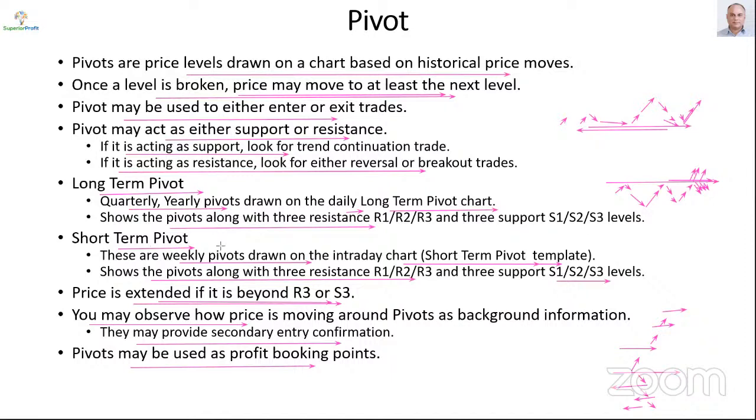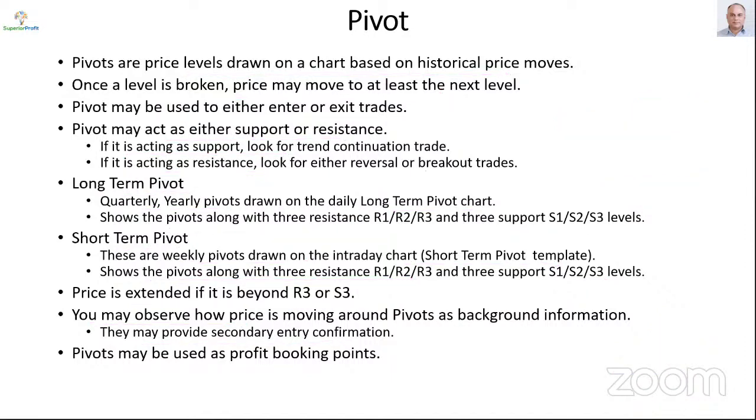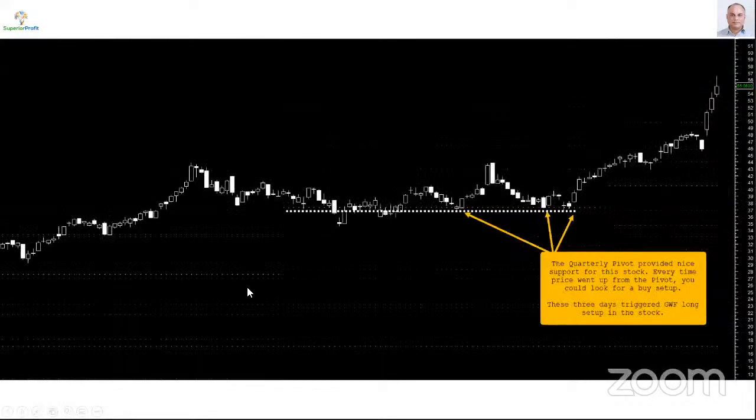Let's look at some examples. Again, they are not primary indicators for taking my trades, but they sometimes become useful. Like in this case, this is a daily interval. The yellow lines are quarterly pivots, cyan lines are yearly pivots. So we see for a long time, on the daily interval, this quarterly pivot was acting as support. Price was not going down, and if it was going down, it was quickly recovering.